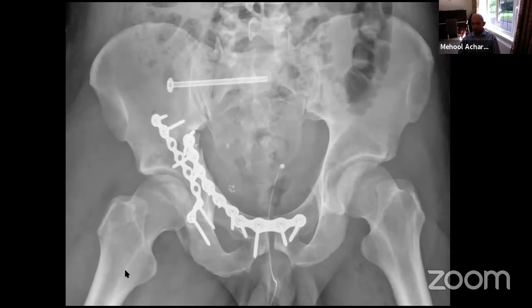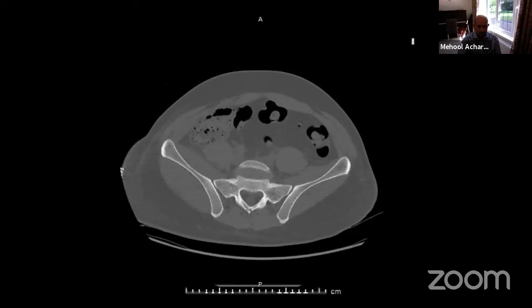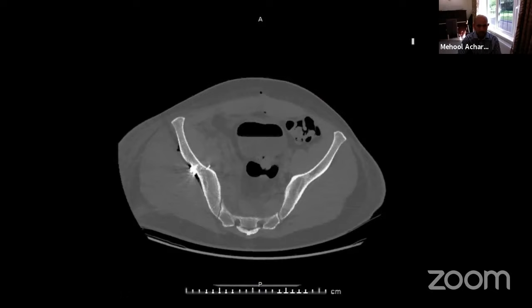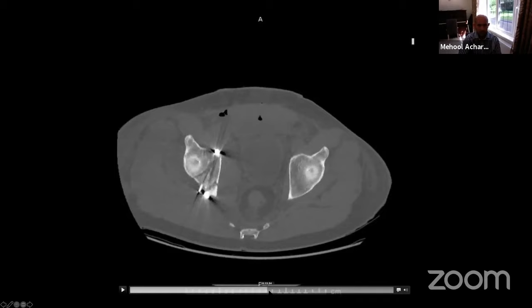This is a CT post-op. Sacroiliac joint looks good with the screw. Just going to stop at the dome level, and that looks pretty good.